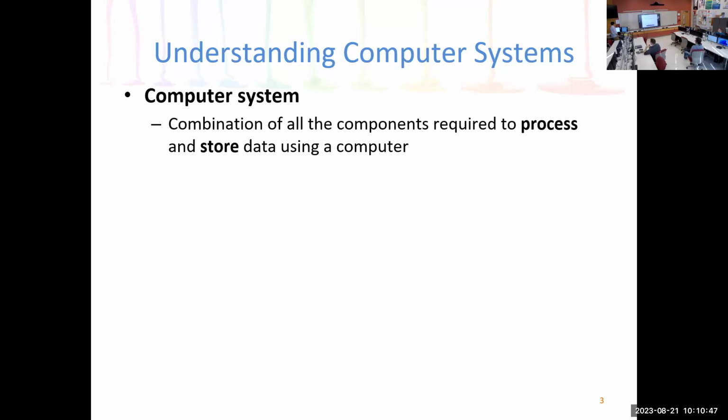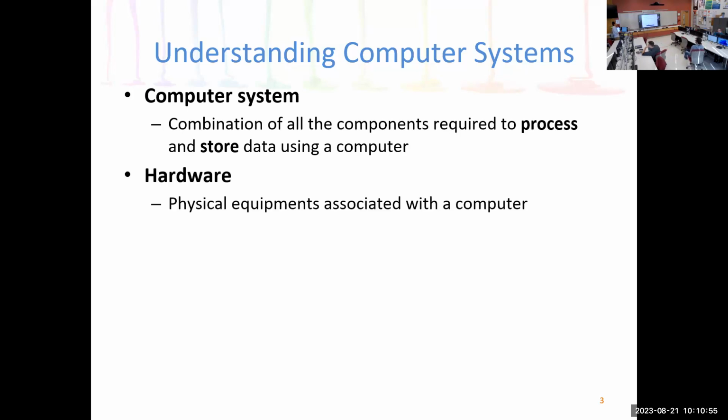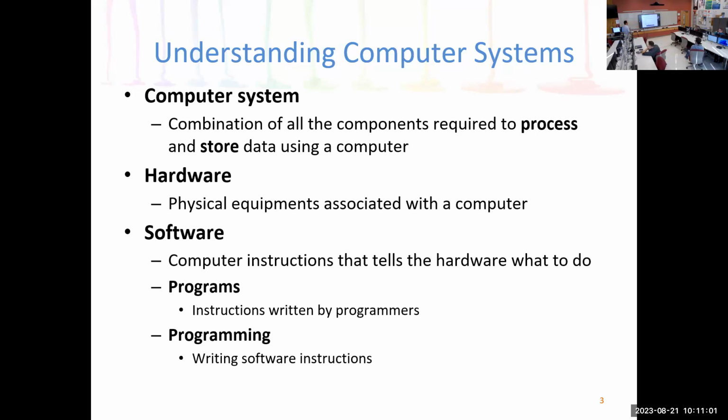A computer system is a combination of all the components required to process and store data using the computer. It has the hardware, the physical equipment associated with the computer, and it has the software, the computer instructions that tell the hardware what to do. Software can be programming, where you write code instructions, the program instructions written by the programmer.